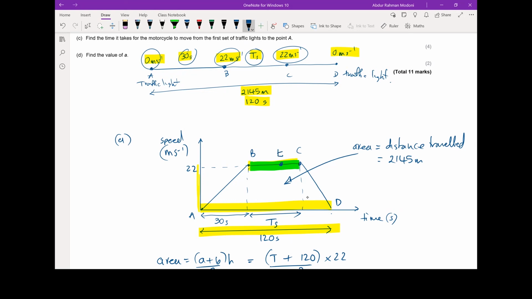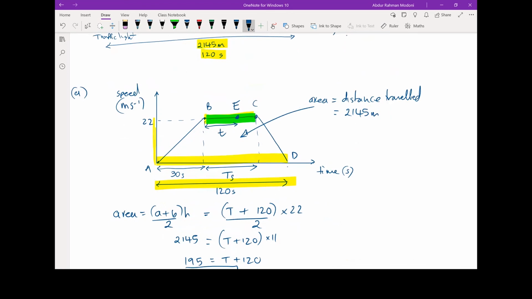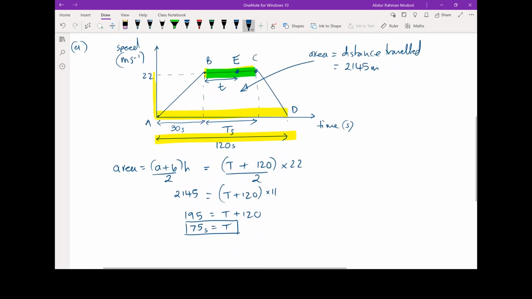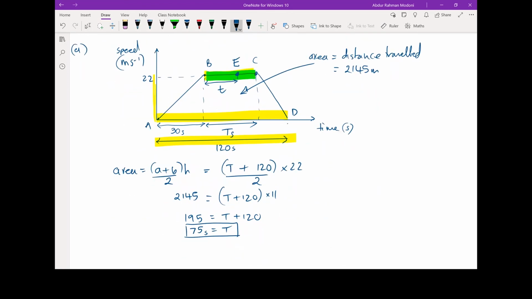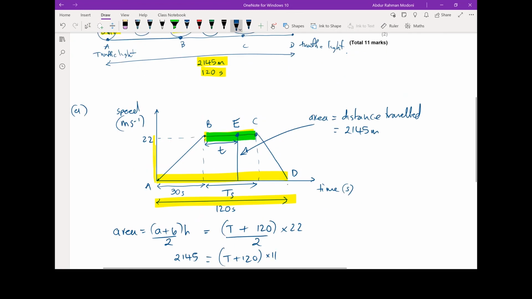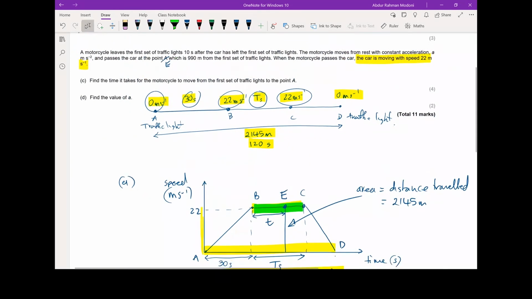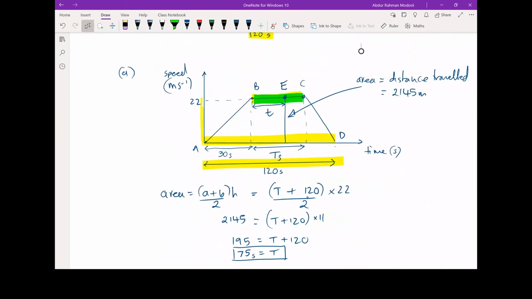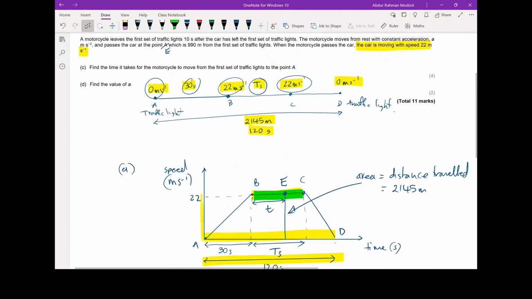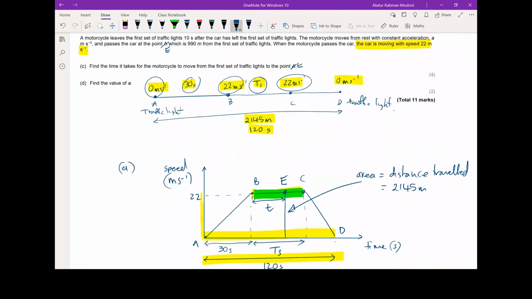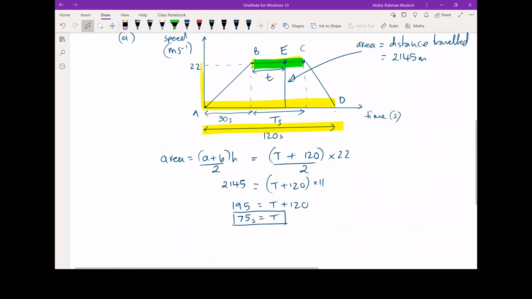So I don't know what this time is. I'll label it as a different letter here. I'll call it lowercase t. So what am I after then? I'm after this time here, because the question's asking me find the time it takes for the motorcycle to move from rest from the first set of traffic lights, to the point A, or in this case point E is what we're calling it, since I relabeled point A to E so as to not get confused.